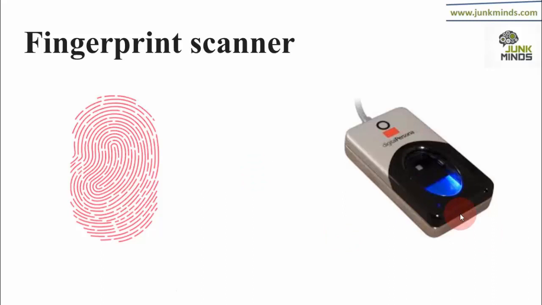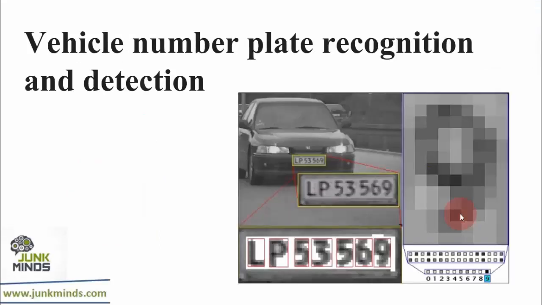A fingerprint scanner is very convenient, socially accepted, and inexpensive. The next one we are going to see is vehicle number plate recognition and detection. With the increased number of accidents and other such incidents related to vehicles, automatic number plate recognition, that is ANPR, can be very helpful to reinforce law and order.